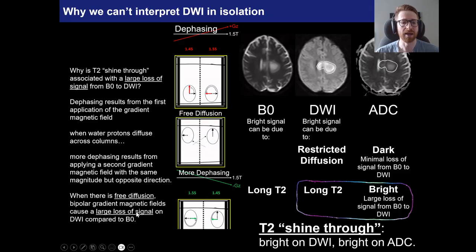So when you go from B0 to DWI, when there's free diffusion, there's going to be a large loss of signal. Another way to think about this is that the ADC, if you see white intensity there, means that there is free diffusion. If there is black, that means that there is restricted diffusion. So in other words, it's a direct correlate for diffusion. If it's white, there's a lot of diffusion. If it's black, there's restricted diffusion.